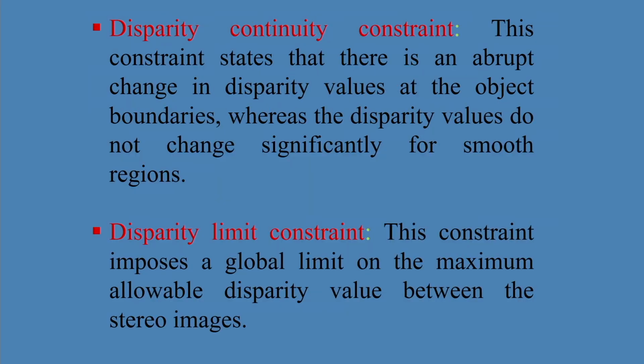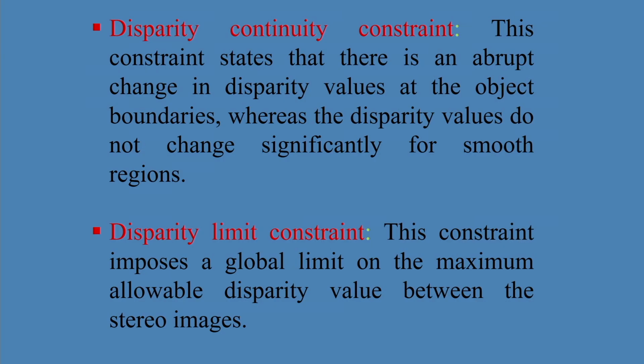The next one is the disparity continuity constraint. As per this constraint, there is an abrupt change in disparity value at the object boundaries. That means, if I consider the edges and the boundary, there is an abrupt change in the disparity values, whereas the disparity values do not change significantly for the smooth regions. This is quite obvious. This is called the disparity continuity constraint.